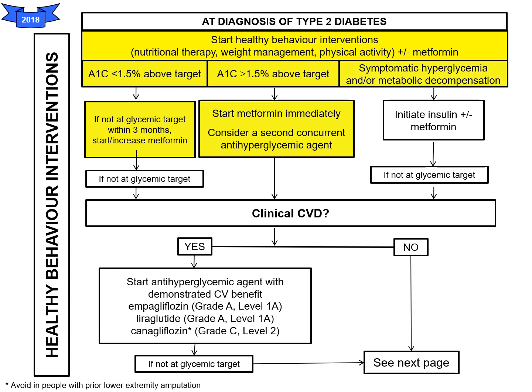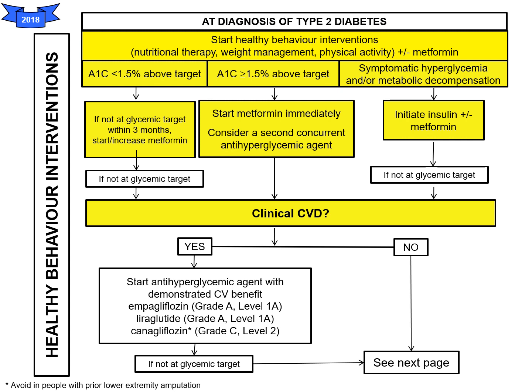If the patient has symptomatic hyperglycemia and/or metabolic decompensation, insulin should be initiated alone or in combination with metformin. This includes patients with dehydration, diabetic ketoacidosis, or hyperosmolar hyperglycemic state. If the patient remains not at glycemic target, the first question to ask in choosing the second anti-hyperglycemic agent is whether the patient has clinical cardiovascular disease.